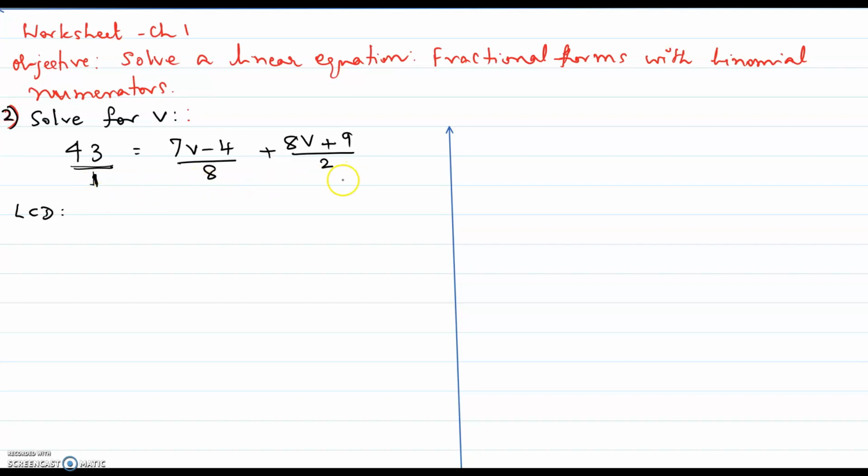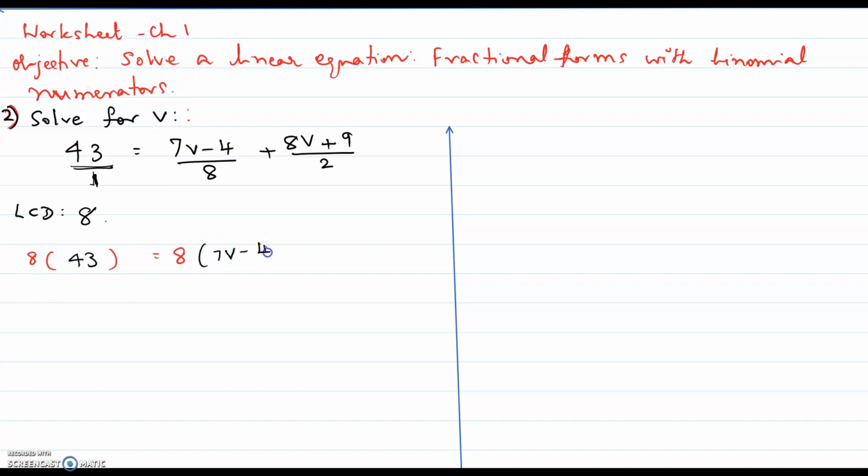So 1, 8, 2: the least common denominator of 1, 8 and 2 will be 8. So the next step is to multiply everything by the LCD. I'm going to multiply the left hand side and the right hand side both by the LCD, which is 8. So we get 8 times the left hand side, and 8 times the right hand side. So each one of the terms gets multiplied by 8.